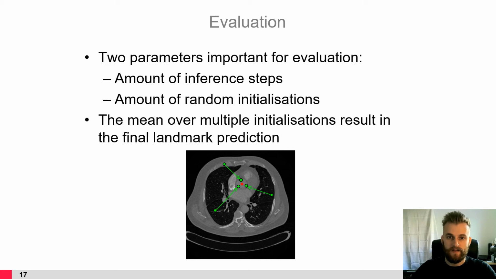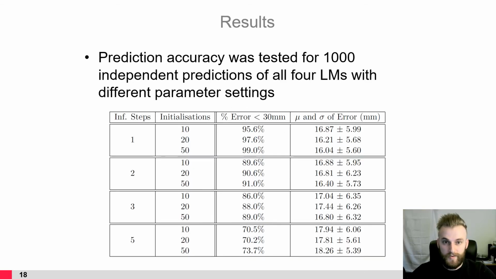An example is shown in the picture below, where 3 random initialization points are moved in one inference step towards the true landmark. The accuracy of the network was tested for 1000 independent predictions of all 4 landmarks for different amounts of inference steps and initializations. We can see from the table that the best result was achieved with only 1 inference step and 50 initializations. 99% of the predictions had an error that was closer than 30 mm for this setting, and we got a mean of 16.04 mm and a standard deviation of 5.6 mm.